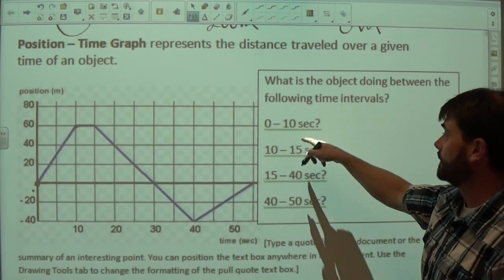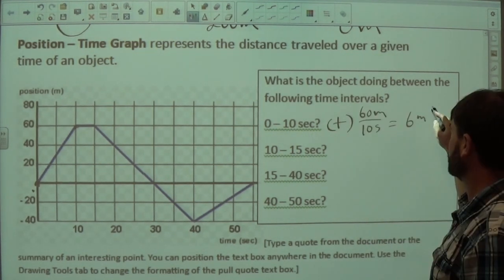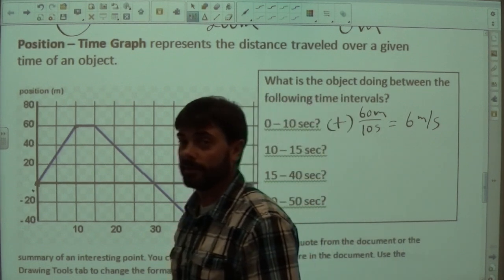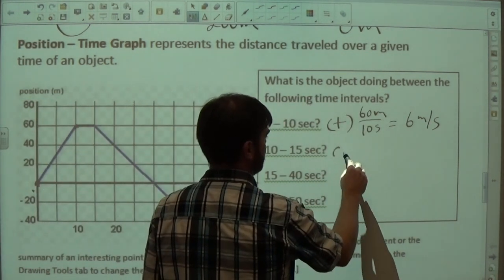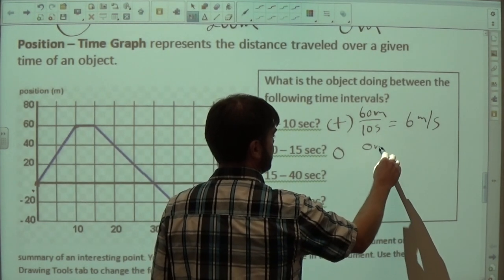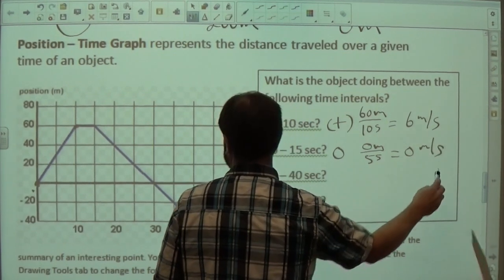So I know that from 0 to 1 seconds this person moved forward, the actual velocity, or the rate of change, I would know is equal to 6 meters per second. Here, there was basically no motion. 0 meters over 5 seconds is still equal to 0 meters per second.